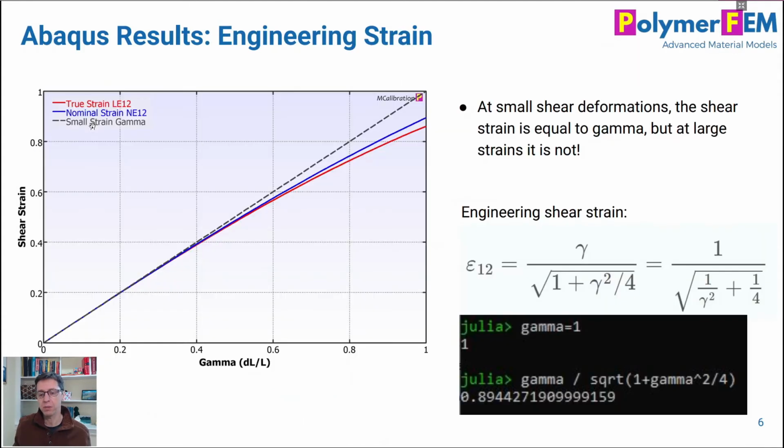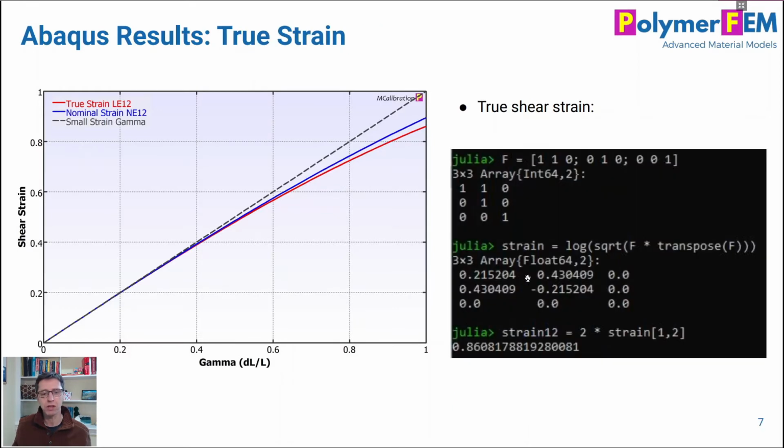So that's how Abaqus does it. That is the engineering strain, the nominal strain. And you can calculate it from the gamma value in this particular way. How about the true strain? Well, the true strain is different than the engineering strain. And you can see kind of the calculation there. And I will do this live for you too, because it's kind of easy to do.